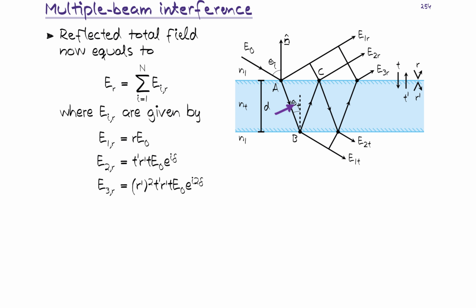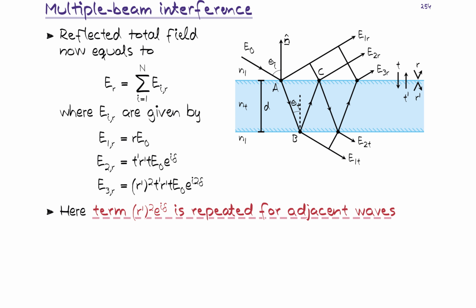So essentially, this phase difference once, and then the twice coming from here when we are wanting to look at the phase difference felt by all of these rays at this given phase front here. And then the same thing progresses on and on. So essentially what we learn here is that this term r prime squared times exponent i delta is being repeated for adjacent waves. So this is actually a kind of systematic trend that we are seeing in this progression of the terms.